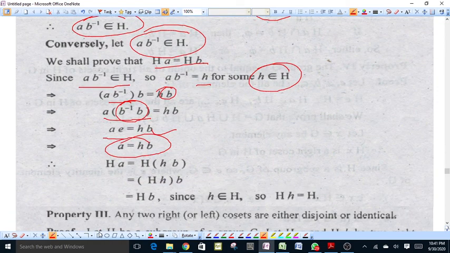Therefore, Ha is equal to Hb, because a is equal to hb. This will be equal to, by using associative law, (hH)b, and hH is equal to capital H. Therefore, Ha is equal to Hb for some element h in H. So, Ha is equal to H.